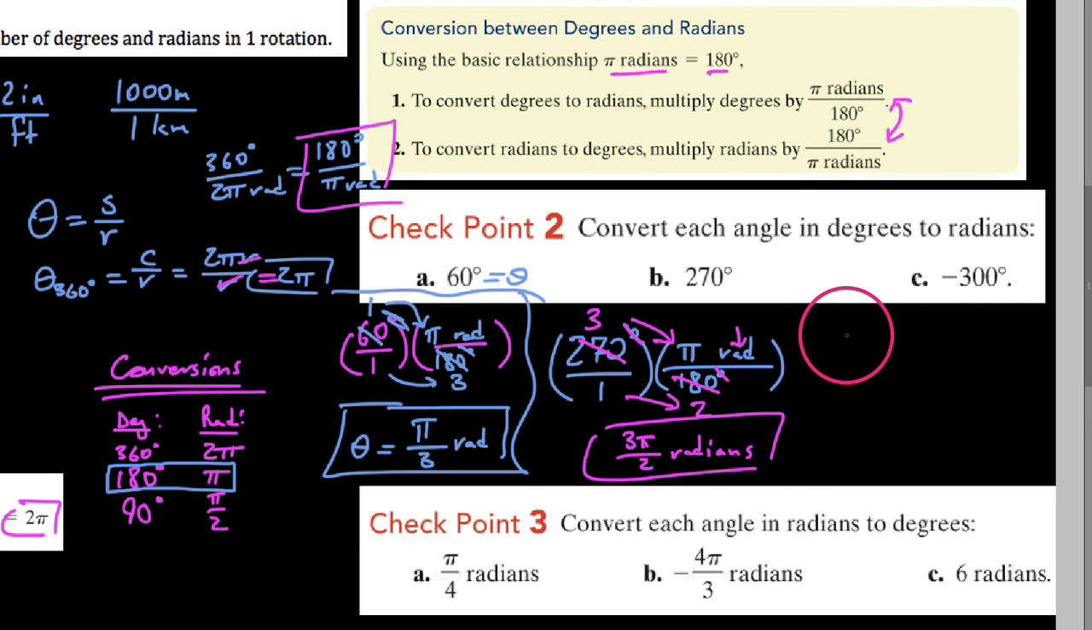And last but not least, negative 300, a negative angle here. Does this work also with our conversion factor? Well, I suppose it does. We say pi radians over 180 degrees. So our degrees are gone.